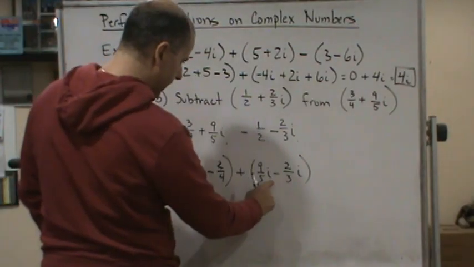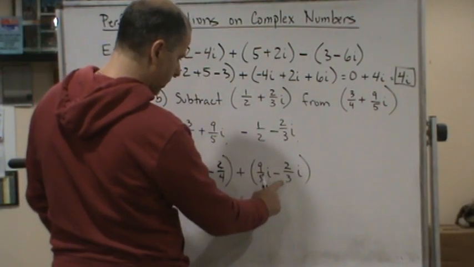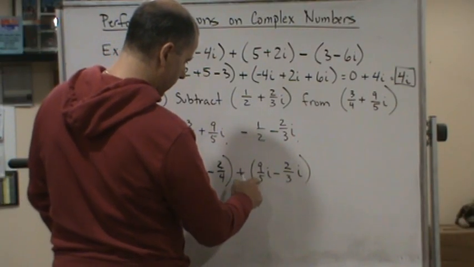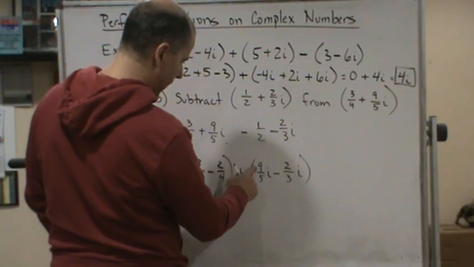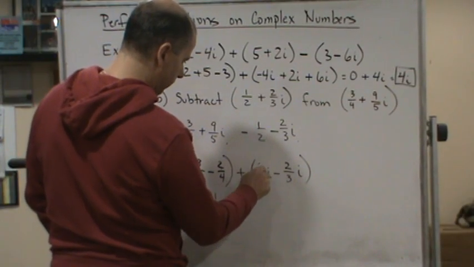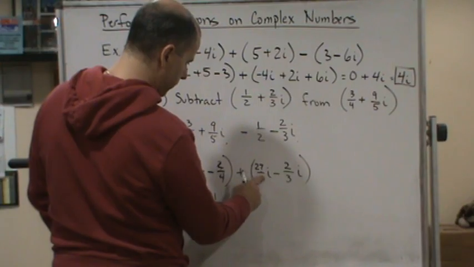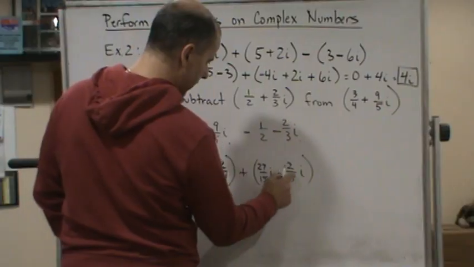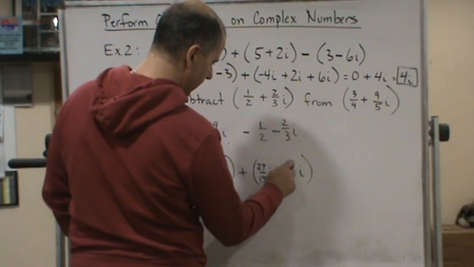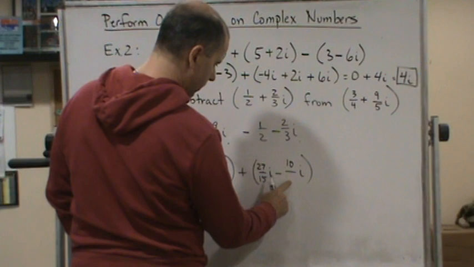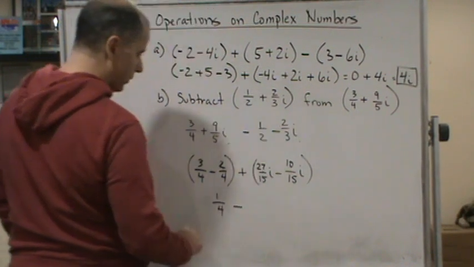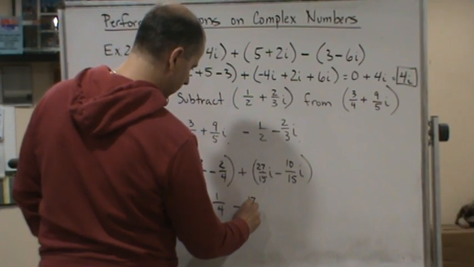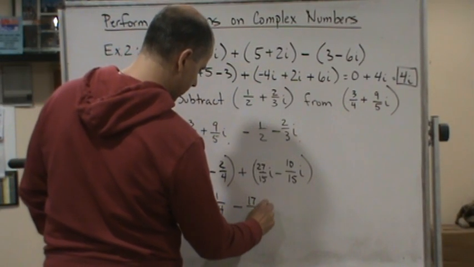Okay, and then this is 9/5 plus 2/3. So let's make these into 15ths. So this will be multiply the top and the bottom here by 3. That'll give us 27/15. And the 2/3, we're going to multiply the top and the bottom by 5. And that'll get us 10/15. And so now we get 27 minus 10, so we get 17/15 i.